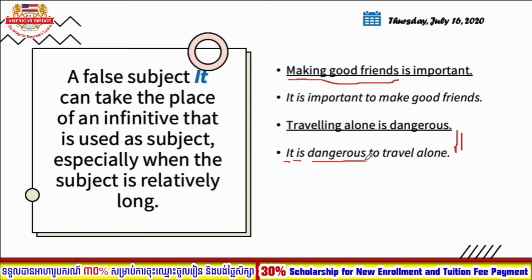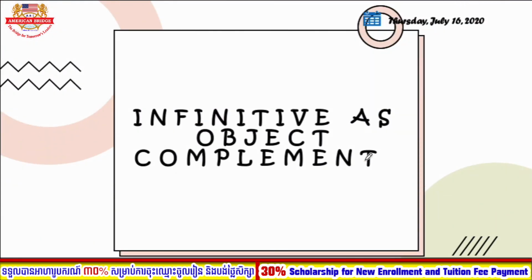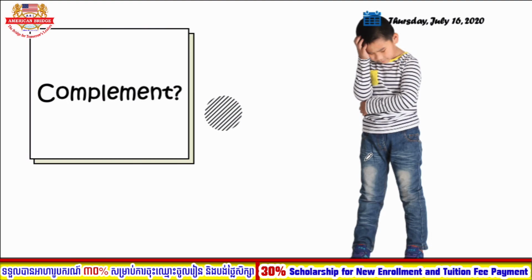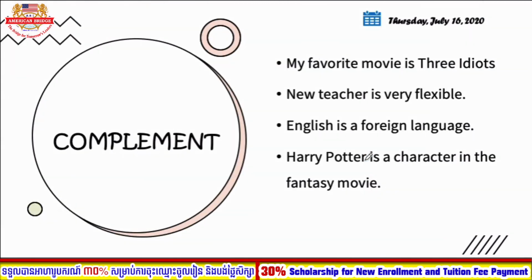So let's move on to the last lesson point for today, which is infinitive as object complements. So you might ask, what is a complement, right? But we already learned this, so let's take a quick look at the definition of complement. A complement refers to a word that completes the meaning of the sentence. It can give more meaning to the subject, we call it subject complement, or it can give more meaning to the object, which means object complement.